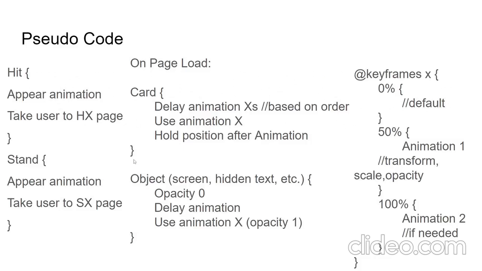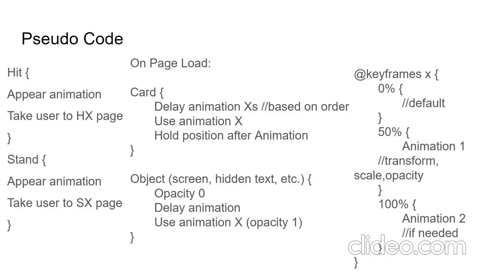Some pseudocode to help understand how the game functions. We have the hit and stand buttons here on the left, which after playing an appear animation, depending on which one you click, it will take you to their respective page. If you click the hit button, it will take you to a page where you chose to hit and play whatever animations are required there, and same for the stand button, where it plays the stand animations on the stand page. So when those pages load, what it does is you have the cards that delay their animation based on when they have to move, and they use certain animations which, after they play, hold the same position.